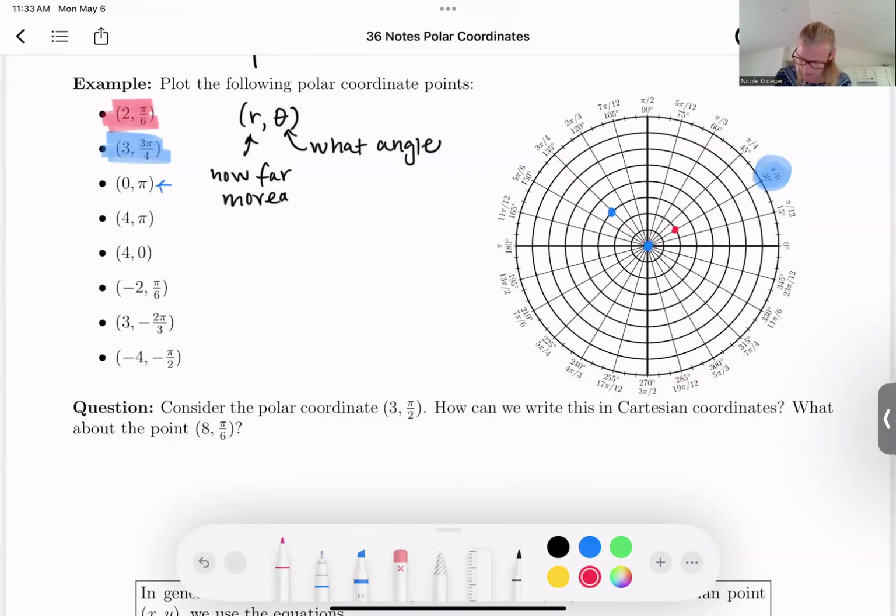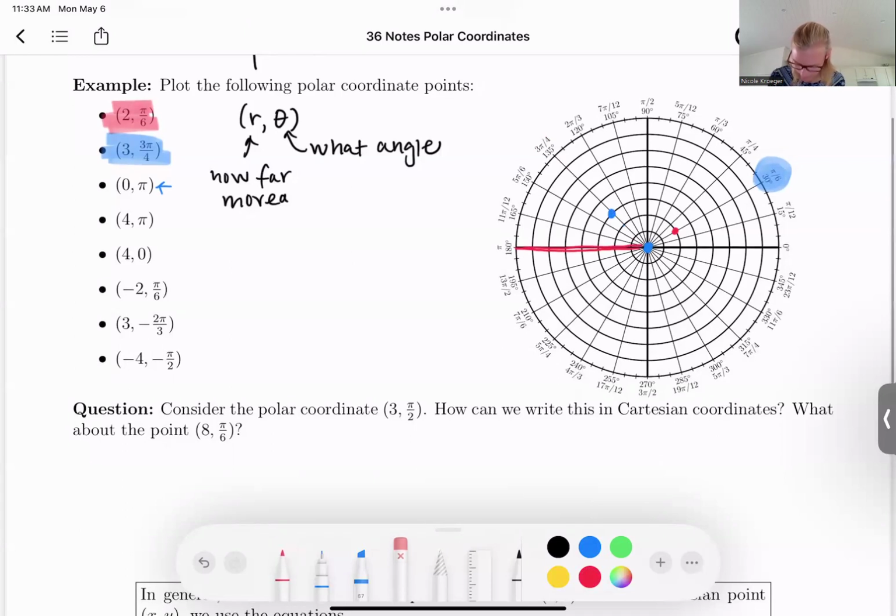4 comma pi means that I move along the negative x-axis 4 units. So I'm going to go 1, 2, 3, 4. That's my 4 comma pi. 4, 0 means that my angle is 0 and I've moved 4 units. 0 as an angle means I'm moving along the positive x-axis. So I'm 1, 2, 3, 4 units along the positive x-axis.